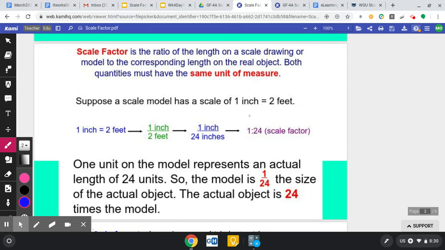So here we see we're given 1 inch equals 2 feet, which is normal when you're doing a scale factor. So you need to convert your 1/2 here into actually 1 over 24. There's 12 inches in 1 foot, and if you have 2 feet, that makes 24 inches.